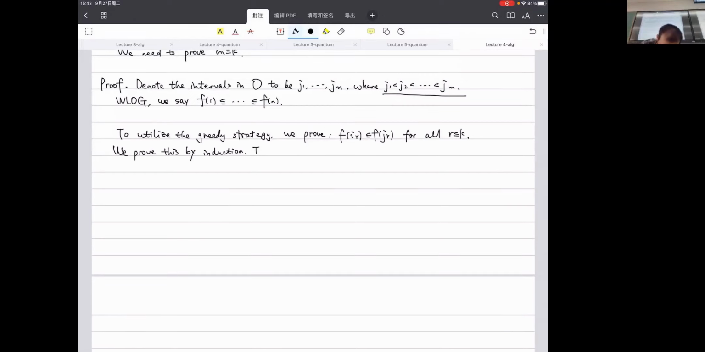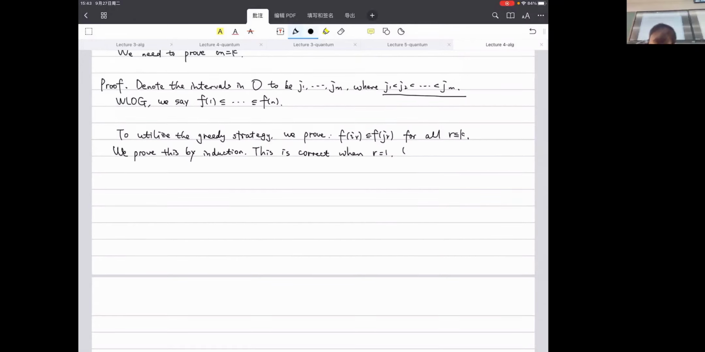I guess this is, of course, correct when r equals 1, because the algorithm is supposed to choose the interval that finishes first. So this is just correct. Actually, in our notation, we know that I1 equals 1. So this is correct when r equals 1. So now assume the correctness for r minus 1, and then we are going to move to the rth event.